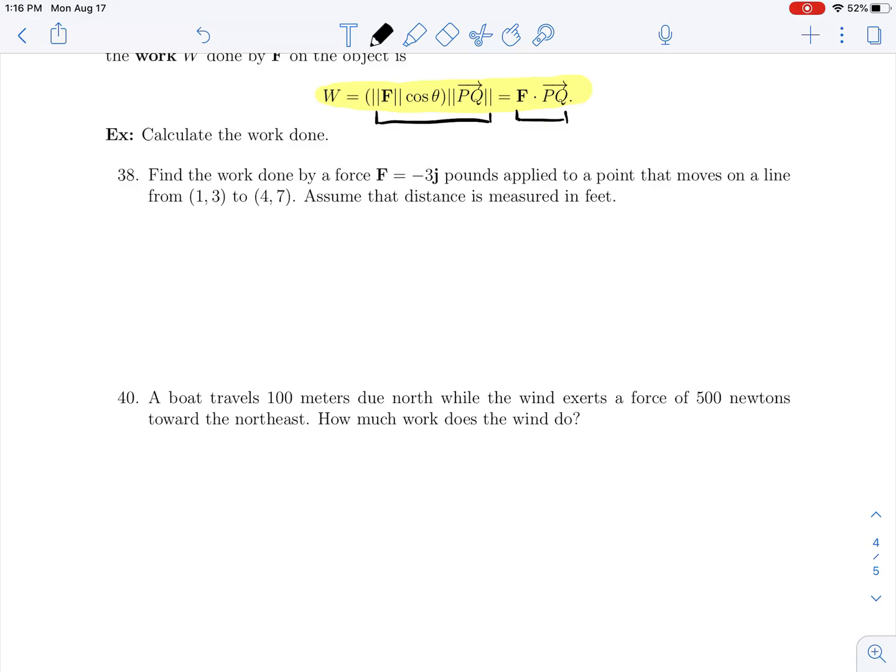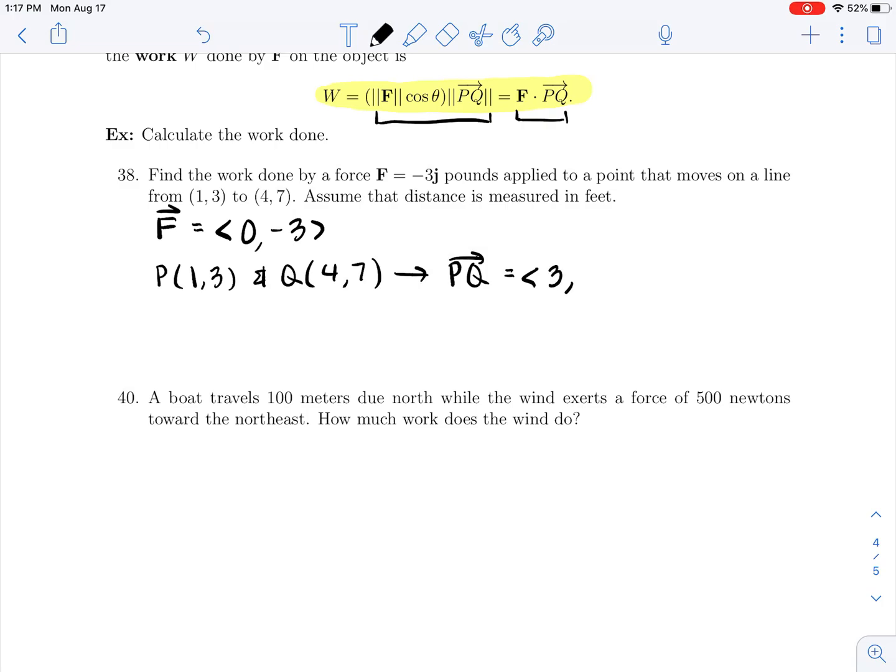All right, so the first thing you should ask yourself is, which rendition of the work equation am I going to use? Do I want to use the dot product, or do I want to use the angle format? In this case, I don't know the angle of these forces. However, I can recover the component form. So first of all, I'm just going to write F in component form. We have 0 in the i and -3 in the j. And then what we have here is what I'm going to call points P and Q. From here, I can find the displacement vector PQ. Remember, we always take the component from Q minus the component of P. You always take your ending point minus your beginning point. So 4 minus 1 is 3, and 7 minus 3 is 4.